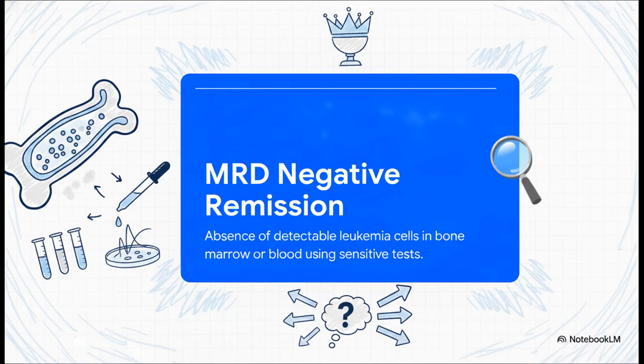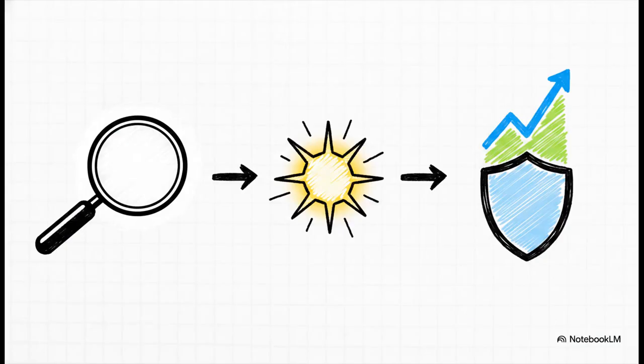Achieving MRD negativity is basically the holy grail of ALL induction therapy. It's the single strongest prognostic indicator for long-term survival. But the lingering question has always been, okay, what do we do next once they actually achieve it? Well, this brings us to another massive clinical pearl, this one straight from the ECOG Akron E1910 trial.